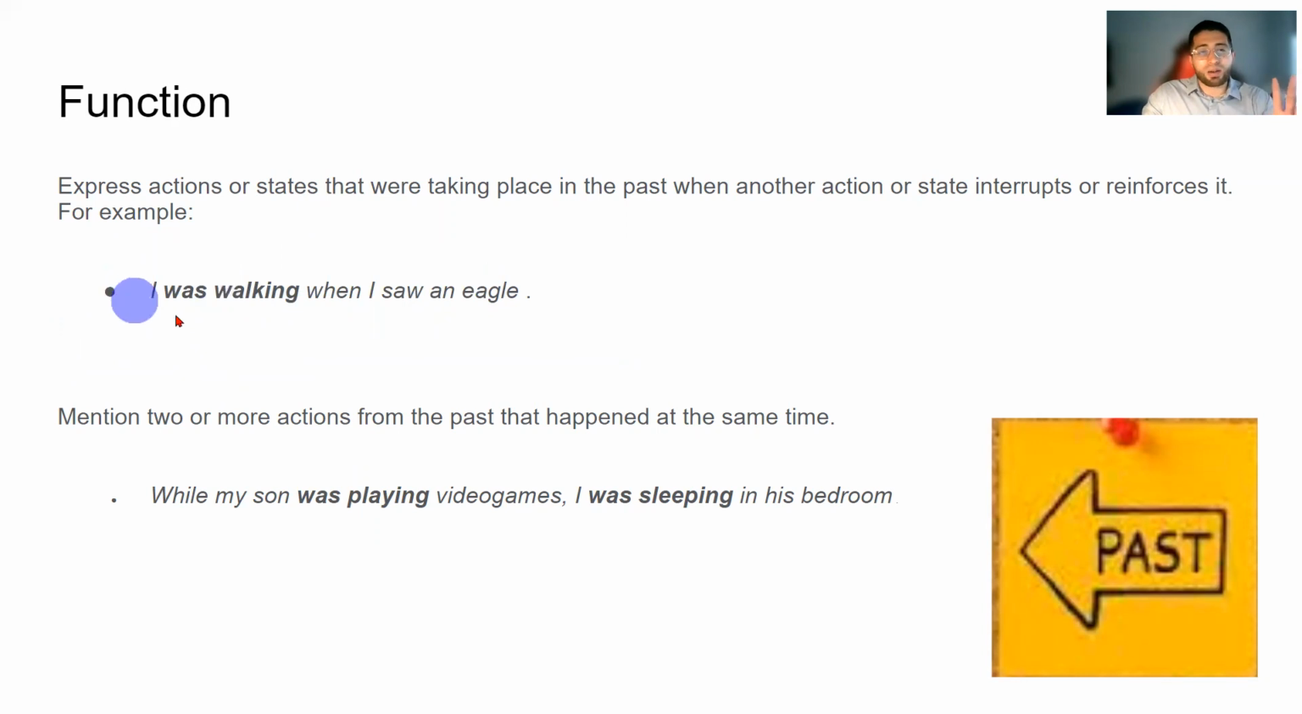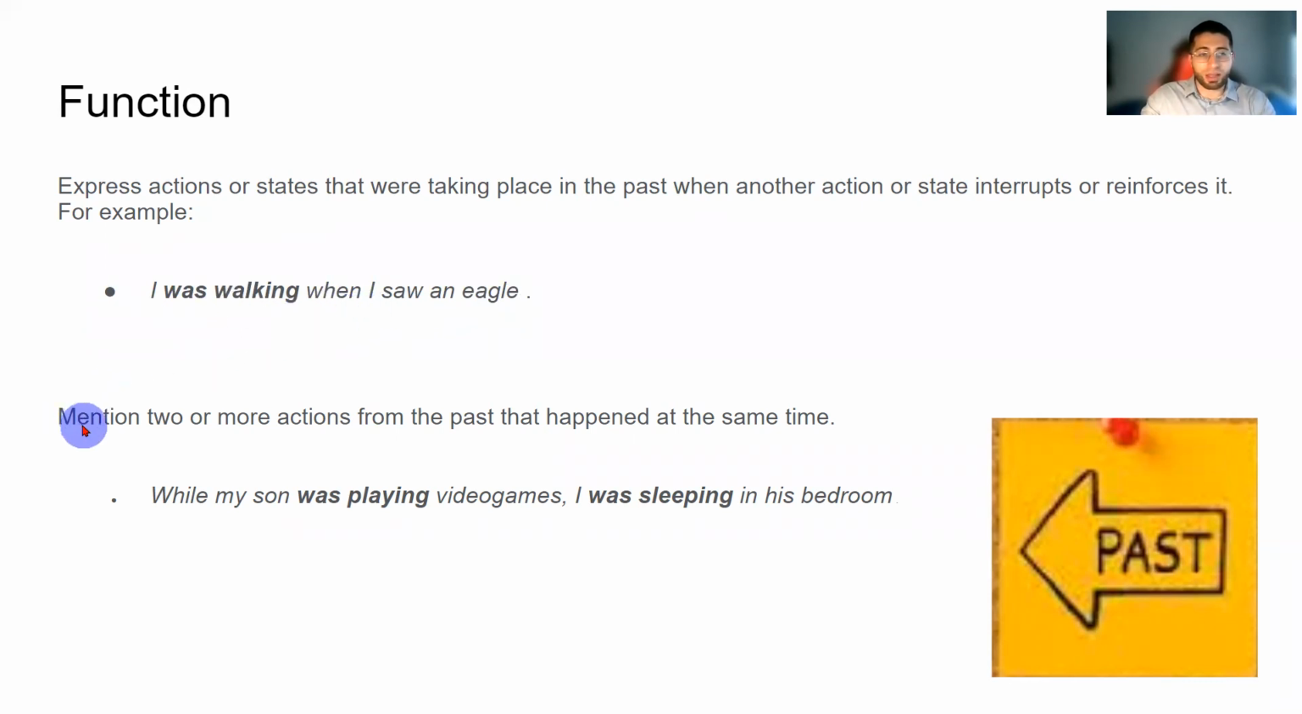But this I was, right? I was, ¿cierto? Was walking, está expresando, ¿listo? Una acción, ¿vale? Que está ocurriendo en el pasado, ¿listo? So that's the thing, right? Esta es la cuestión. You're specifying what is happening in a particular moment, ¿no? ¿Qué estaba pasando en un momento particular? ¿Cuál momento? Well, when you saw the eagle, cuando viste el águila, ¿cierto? Entonces, I was walking when I saw the eagle. Como yo estaba caminando cuando vi el águila.